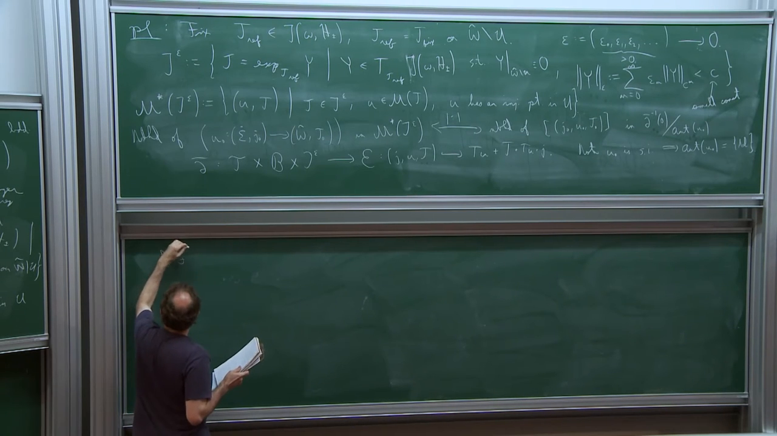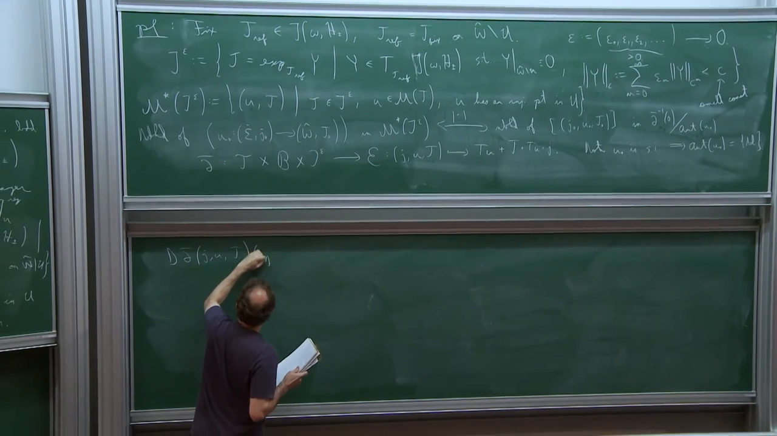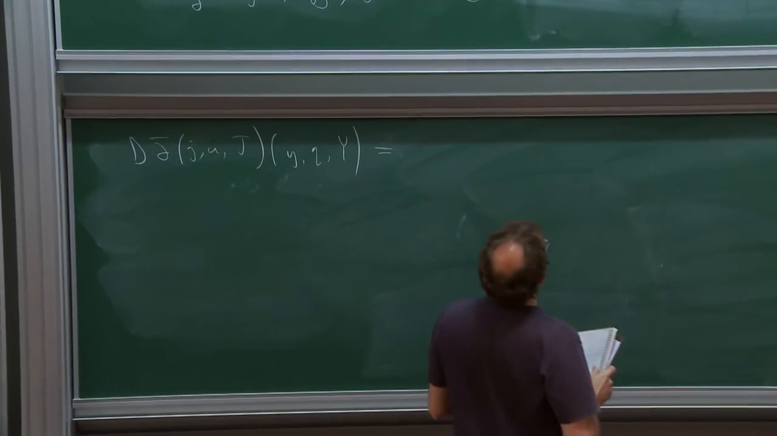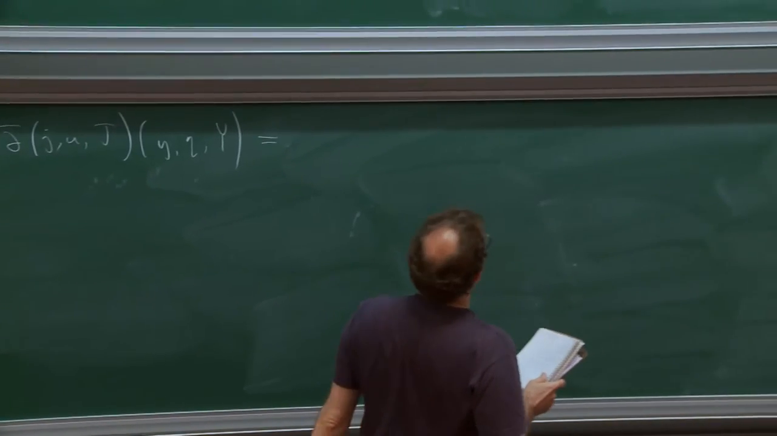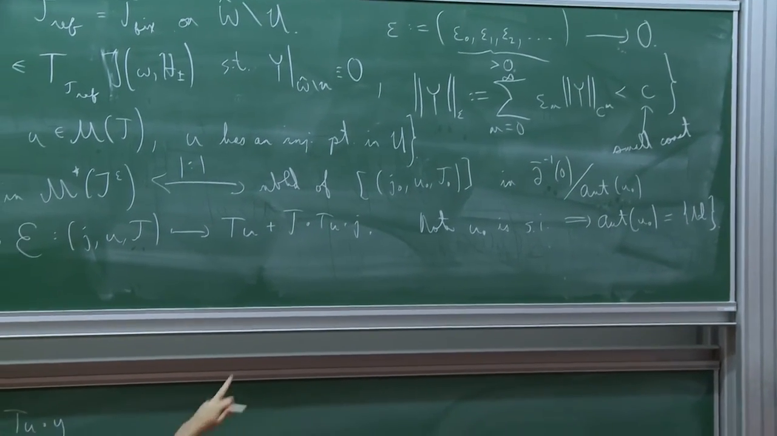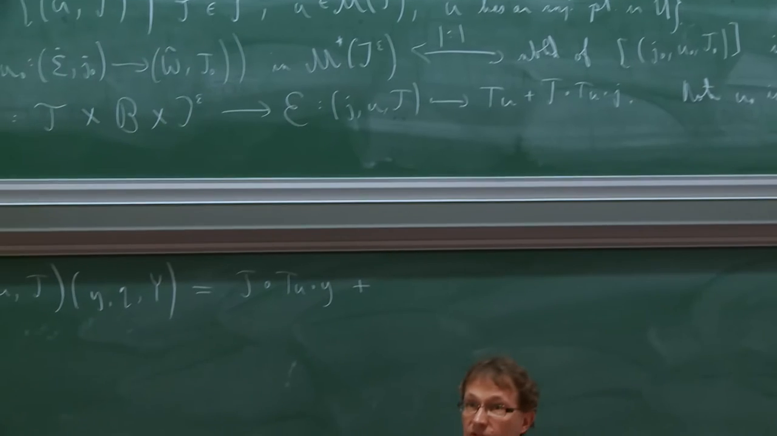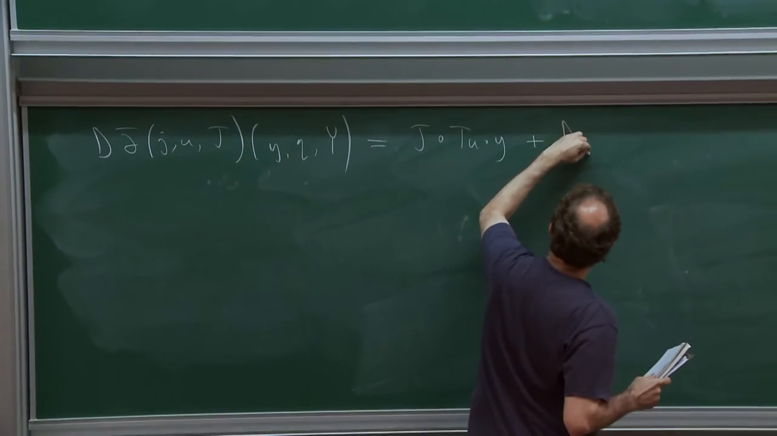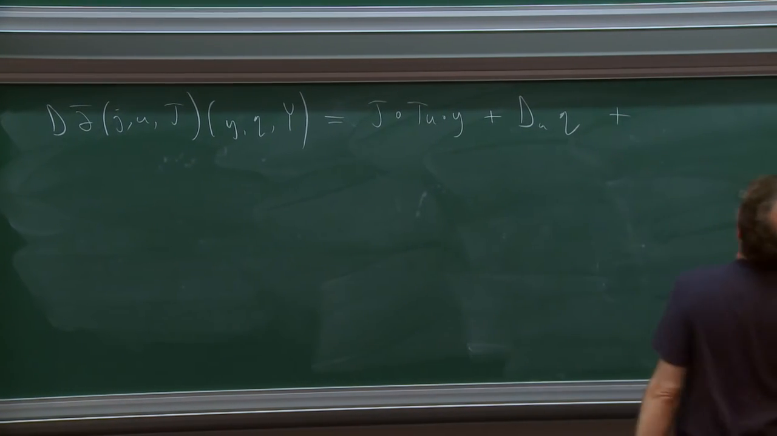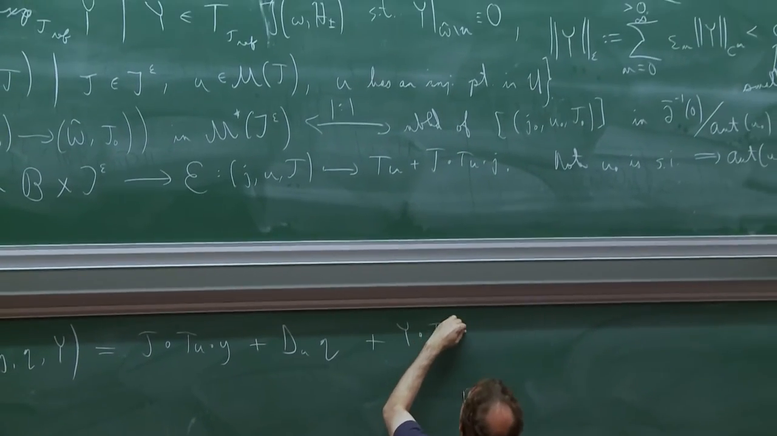So let's talk about that. Let's write down the linearization first. It's going to take a triple (y, η, Y) to, well, differentiating that thing with respect to lowercase j gives us j of Tu of y. Differentiating with respect to u gives us the usual linearized Cauchy-Riemann operator associated to u, which I'm just going to denote by D_u of η. And then we additionally have differentiation with respect to capital J, which gives y of Tu of j.